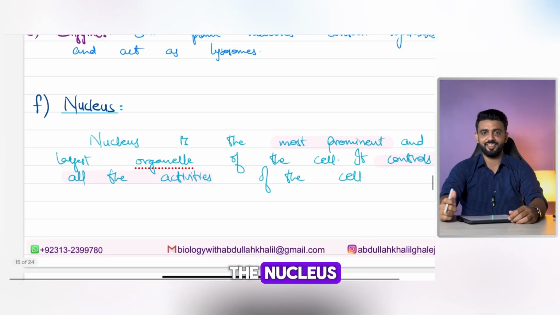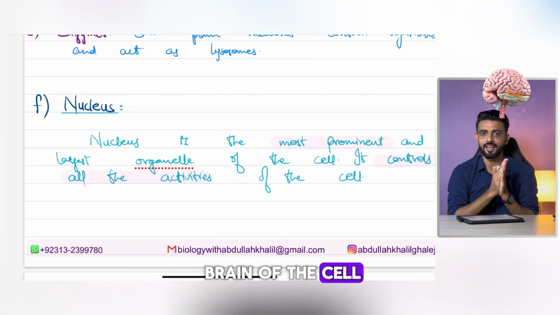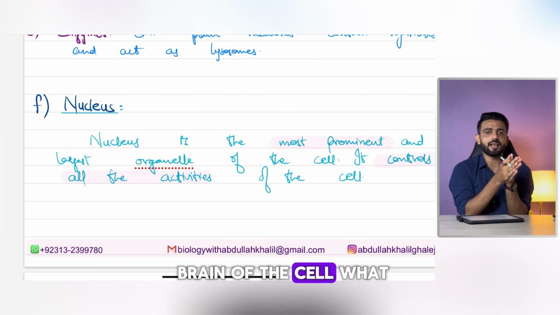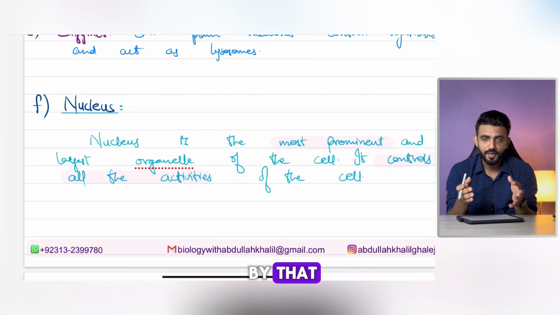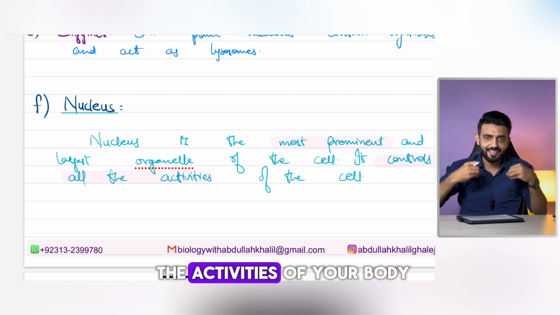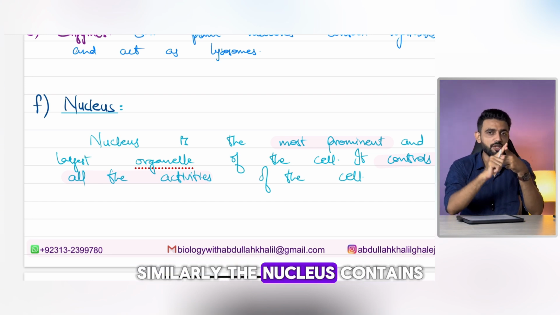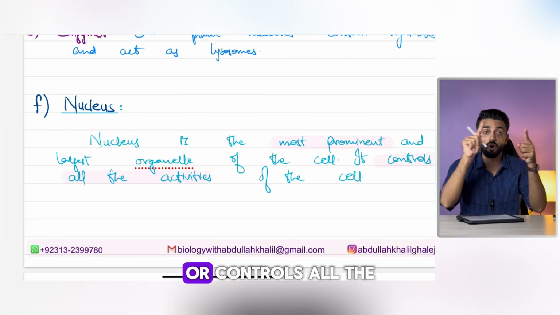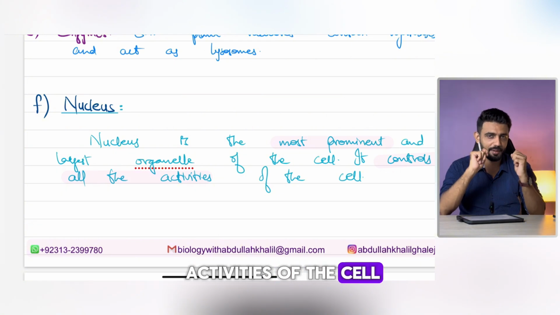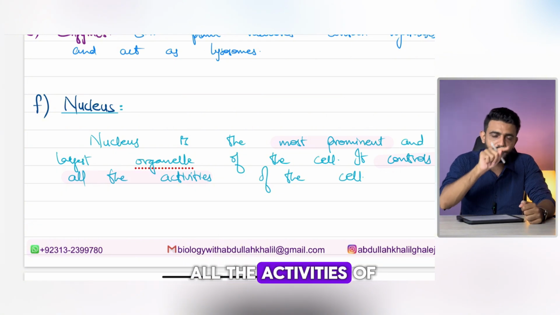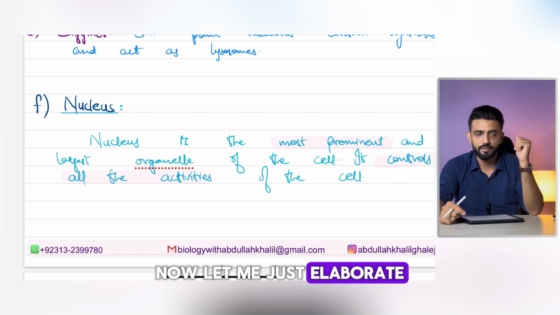Then we have the nucleus, which is like the brain of the cell. Now, as we say brain of the cell, what do I mean by that? The brain controls all the activities of your body. Similarly, the nucleus controls all the activities of the cell. How does it control all the activities of the cell? Now, let me just elaborate.